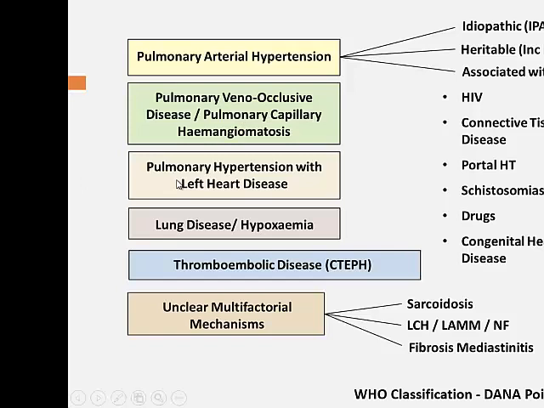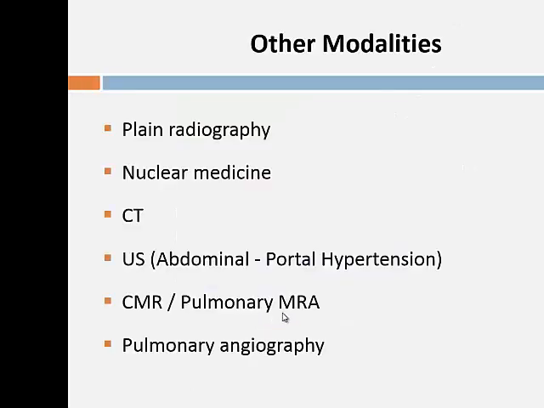Obviously, one of the biggest groups is going to be pulmonary hypertension driven by left heart disease, and that's where the wedge comes in helpfully, as well as echo. Lung disease, generally abnormal lungs, and hypoxia can predispose to it. And there are also other multifactorial mechanisms, where nobody really understands the full mechanism behind the pulmonary arterial hypertension.